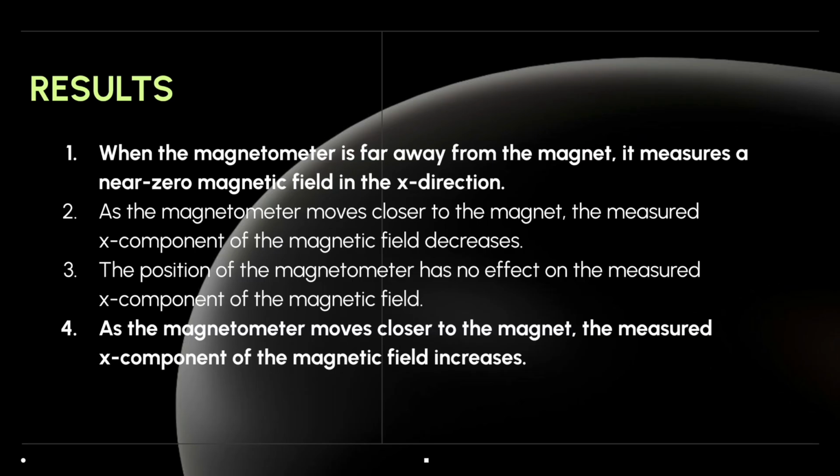And once you generate the program, you can see that the arrows and values are representative of what we described earlier. So looking at the results, only 2 out of the 4 statements are true, with number 1 and number 4 being bolded. Number 1 states that the magnetometer, when it's far away from the magnet, measures a near zero magnetic field in the x direction, and 4 states that as the magnetometer moves closer to the magnet, the measured x component of the magnetic field increases.